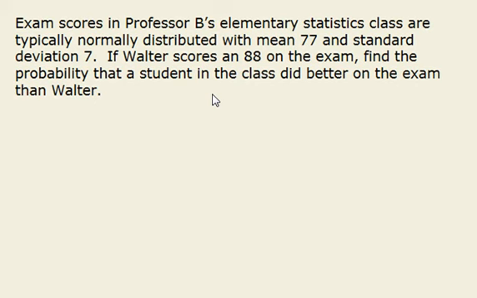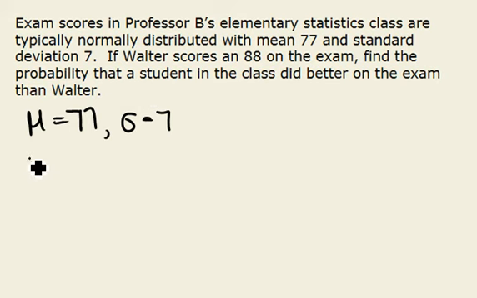Exam scores in Professor B's class are typically normally distributed with a mean of 77 and a standard deviation of 7. So the problem tells us that mu is 77 and that sigma is equal to 7. Now we have Walter in this class and he scores an 88. We want to know what's the probability that a student would do better than Walter.